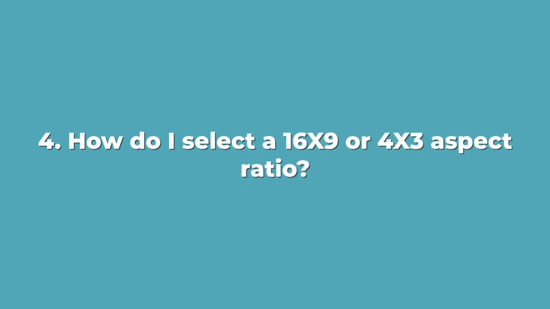Question 4, how do I select the 16:9 or 4:3 aspect ratio? For the video files that you put into your DVD menus, Toast is supposed to determine whether the aspect ratio is widescreen 16:9 or 4:3 automatically. 16:9 is an aspect ratio similar to what you see on YouTube videos. 4:3 is the square aspect ratio that many standard televisions used to use long ago.